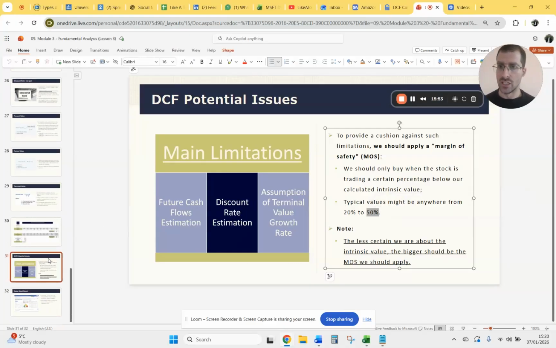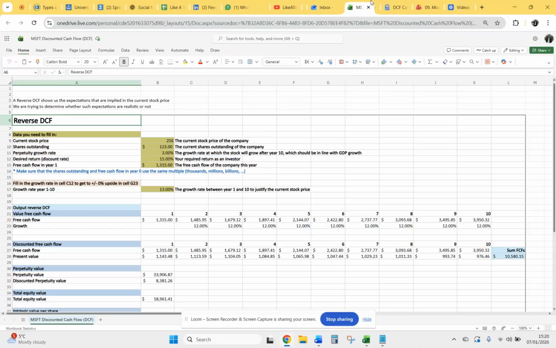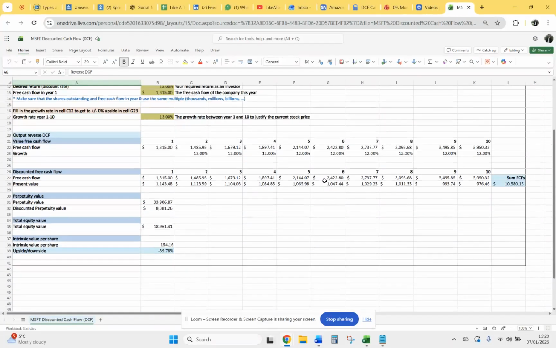Okay, cool. So let me show you exactly what the model looks like, so you guys can see. And this is what it looks like.